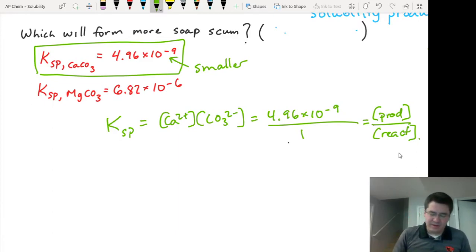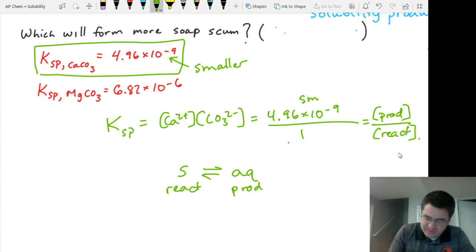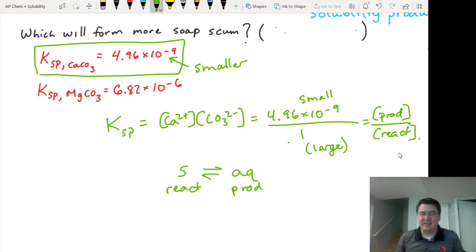Remember, the solid on this side is in equilibrium with the aqueous stuff here. So if this is the product side and this is the reactant side, then because that number is so small compared to 1, which is relatively large, the dissolved aqueous stuff is in really, really small concentration compared to the solid. Again, we can't measure the concentration of the solid. It just forms that scum on your faucet, and it's infinitely concentrated with calcium and carbonate, hooked together in an ionic compound. Does that make sense?